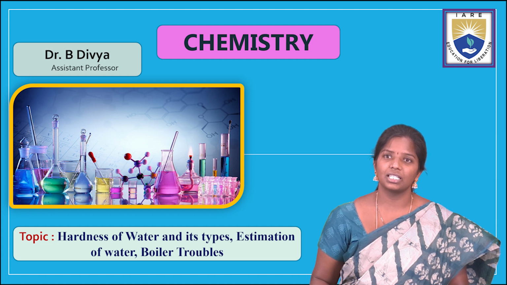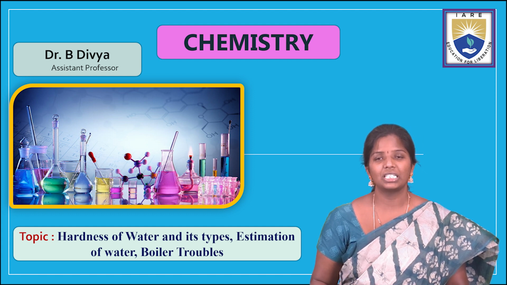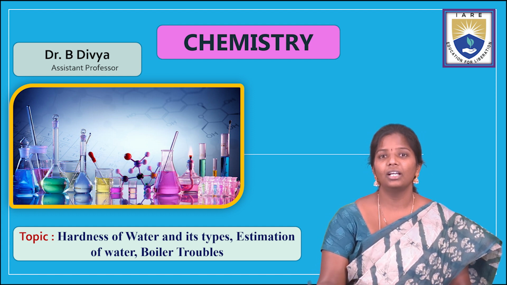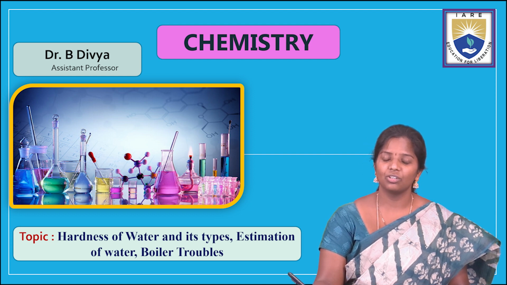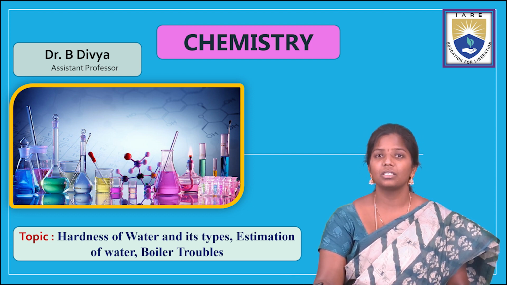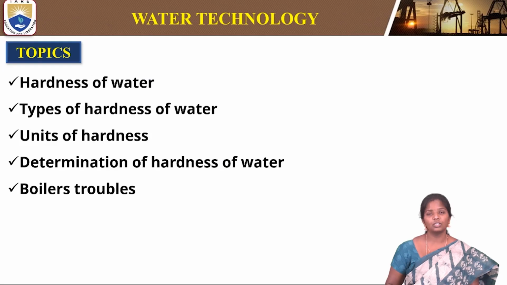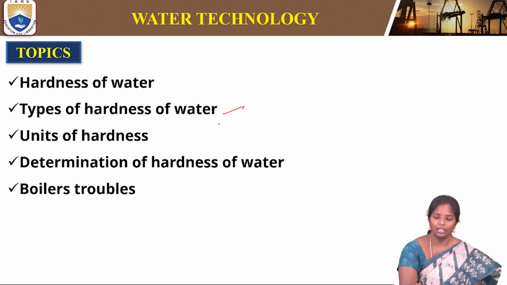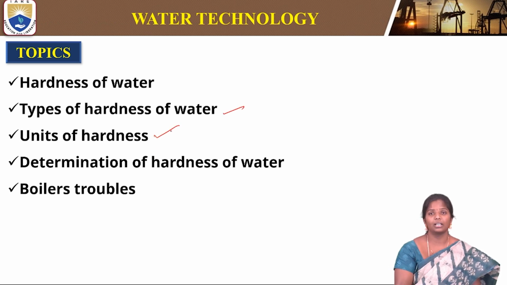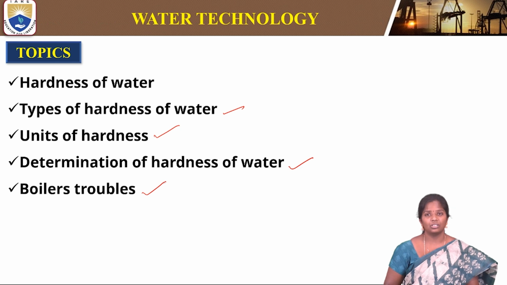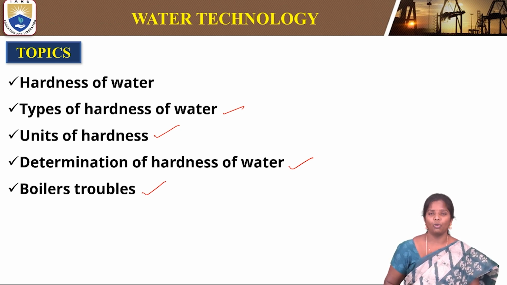So today we will discuss the next session in water technology: hardness of water and its types, and then estimation of hardness of water and the troubles in the boilers when we go for the practical applications. So here are the topics: hardness of water, types of hardness of water, then units of hardness that have to be used for the expression of hardness, then determination of hardness of water, then boiler troubles. So what are the troubles we will be facing if we use hard water for the boiler?